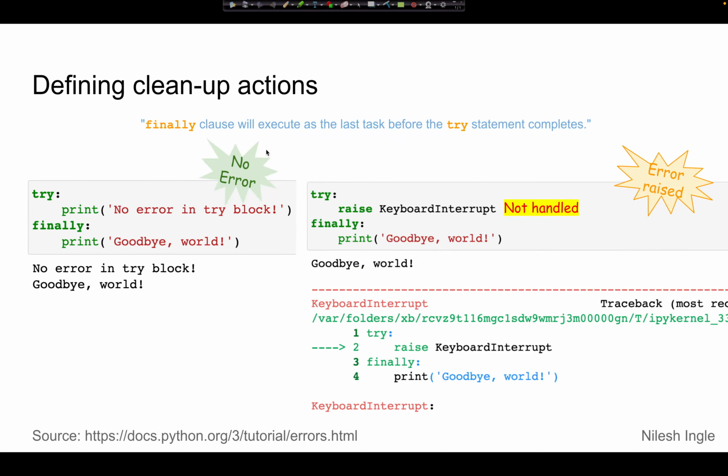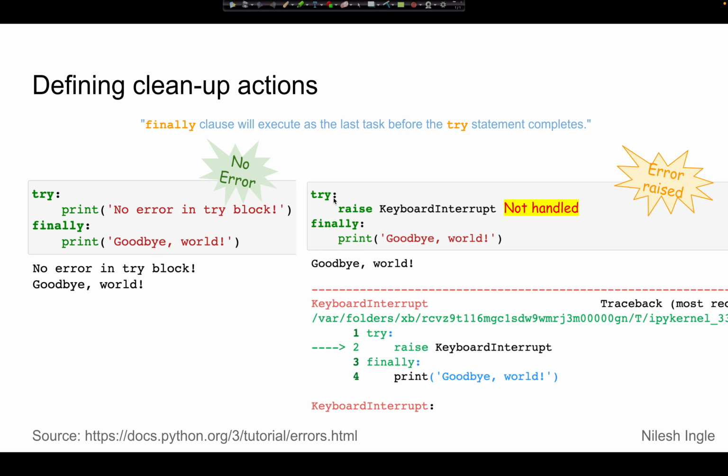Now let's look at some cleanup actions that can be done. If we look at the block of code on the left hand side, we have a new block here which is finally. If we have a try block that has a print statement, in this case one which doesn't generate any error, then that particular block would run, and after that the finally block would run, which is goodbye world. So no error in the try block, goodbye world.